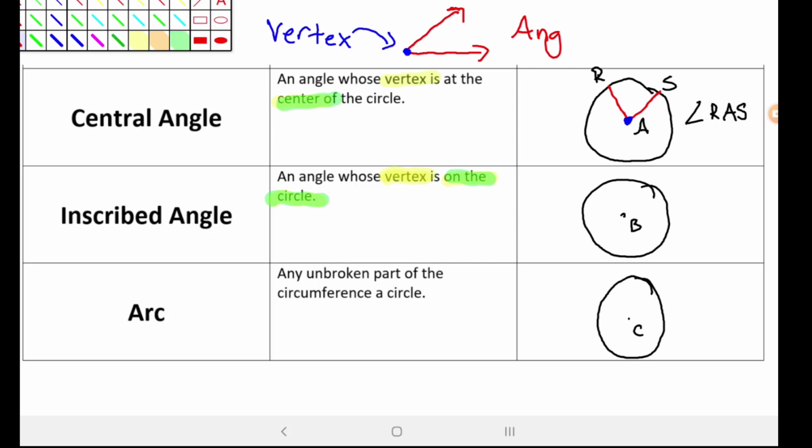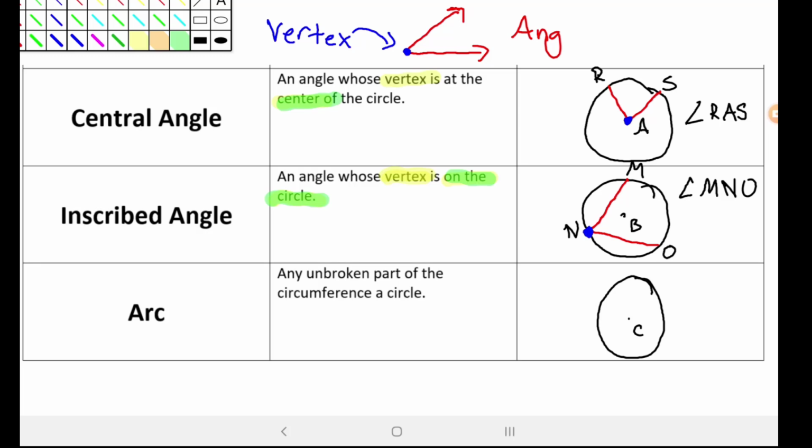So on this one, when you draw your angle, this time make sure the vertex is right here on the circle. So that's the difference between these two. And let's give it whole different names. How about M, N, and O? All right, you can name it whatever you like again, but angle MNO would be an inscribed angle. All right, not too bad.